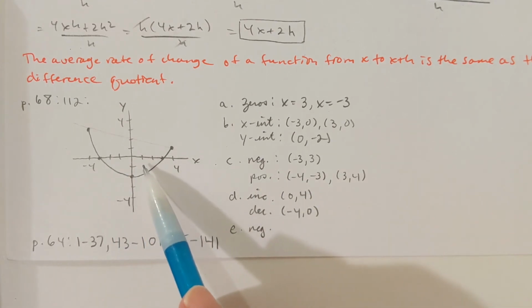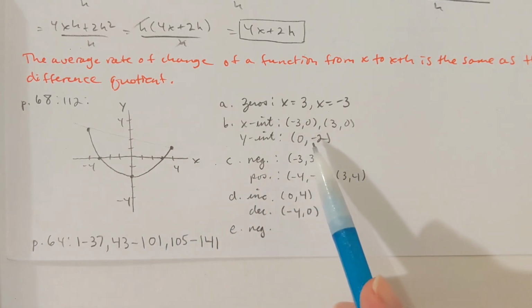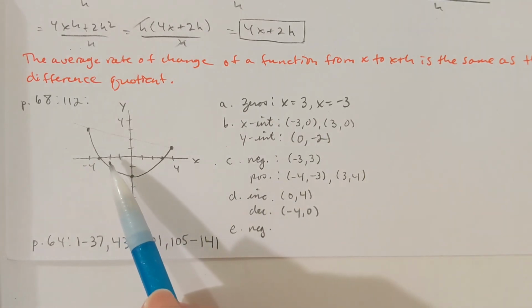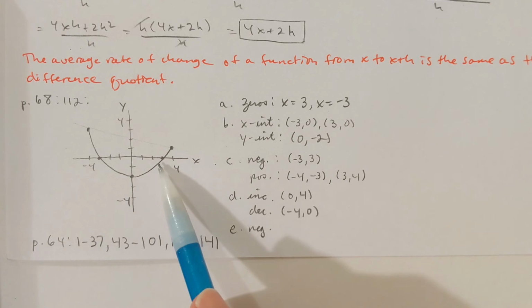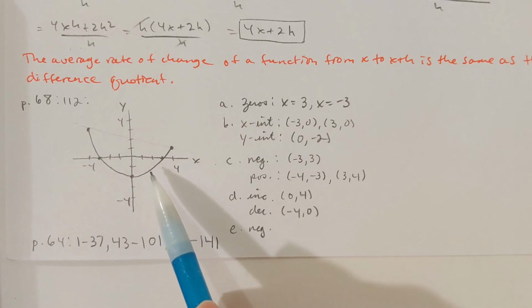Negative meaning that the values of y are going to be some negative number. Okay, so like here's when x is 0, y is -2. And anywhere that's between x equals 3 and x equals -3, you're going to have a negative value of f.